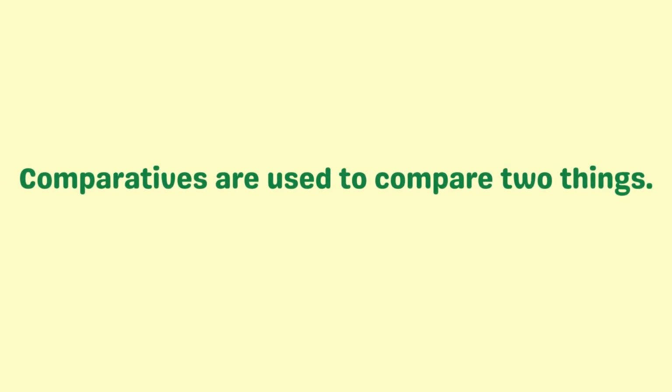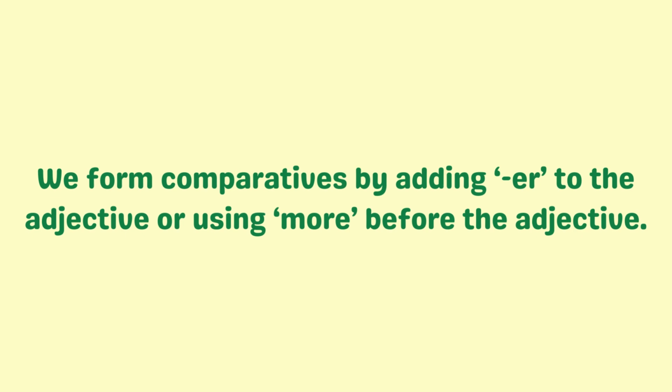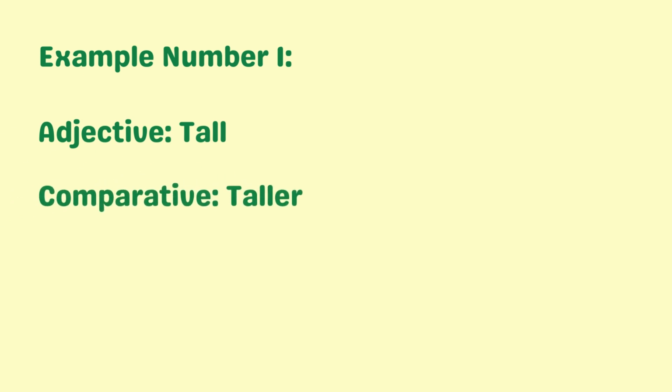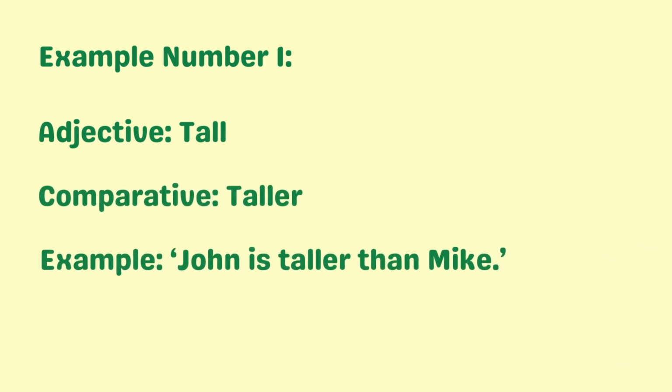Comparatives are used to compare two things. We form comparatives by adding er to the adjective or using more before the adjective. Adjective, tall. Comparative, taller. Example, John is taller than Mike.